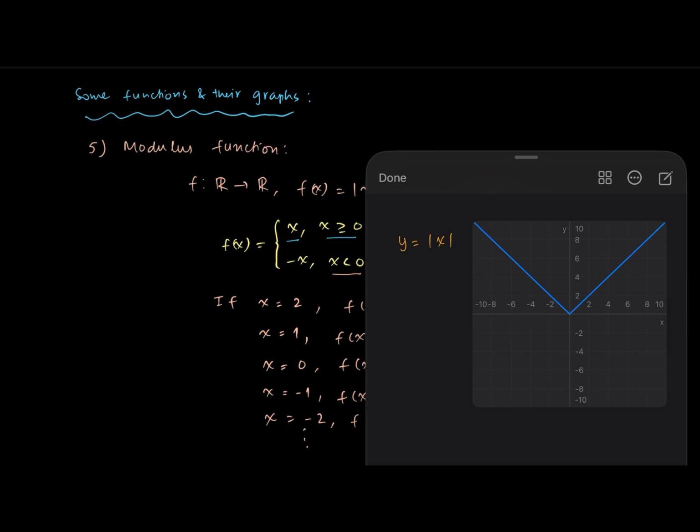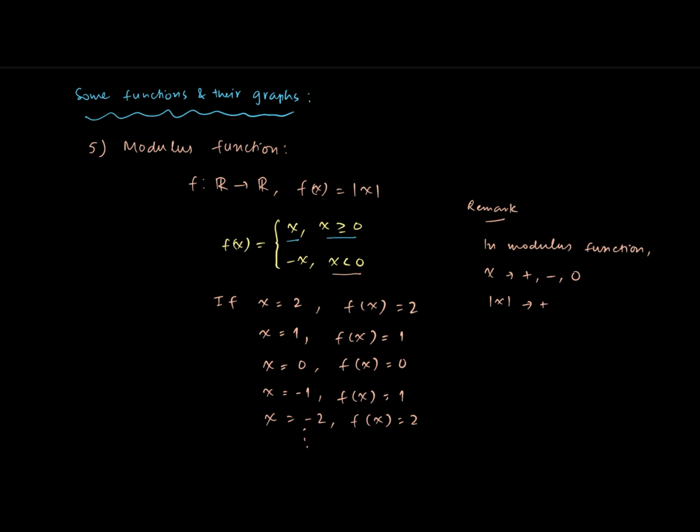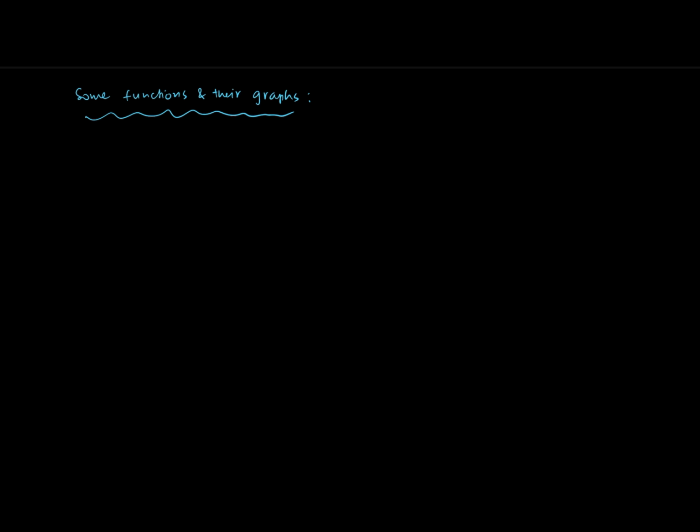Here, take for example, if value of x is 4, value of y remains 4. And if value of x is negative 4, value of y again comes out to be positive 4. And for value of x equal to 0, value of y is 0. So this is a graph of the modulus function. Moving towards next function, number 6, signum function.